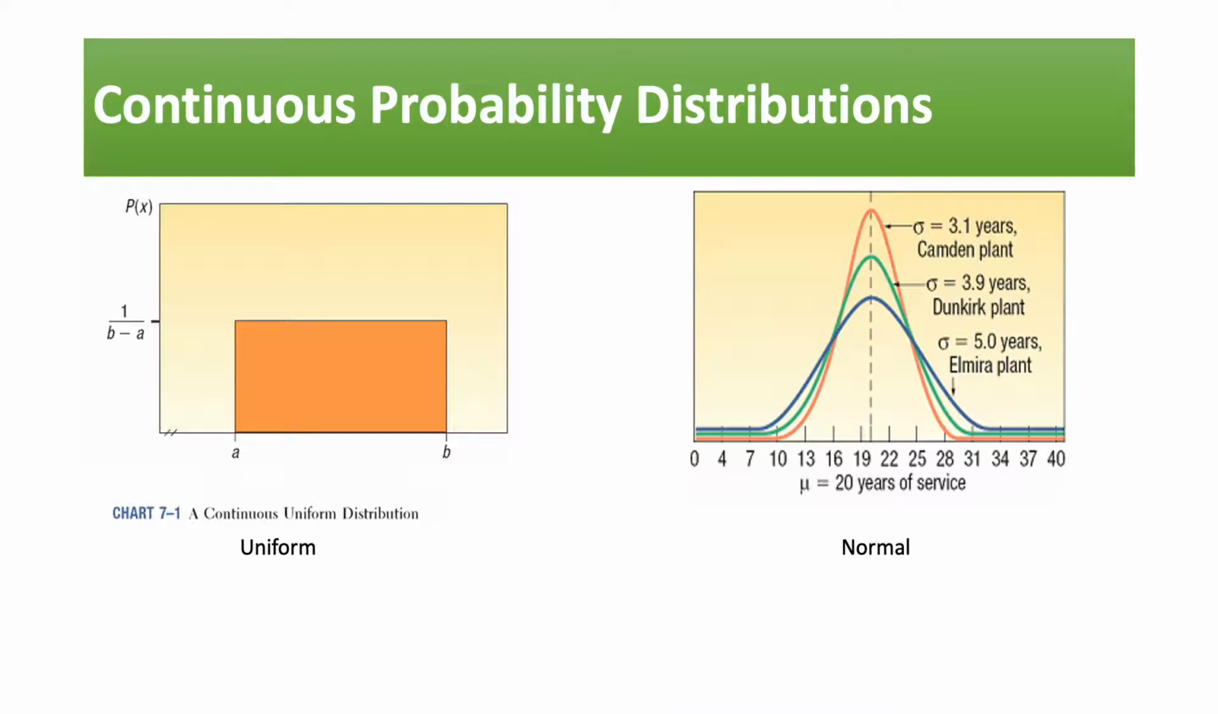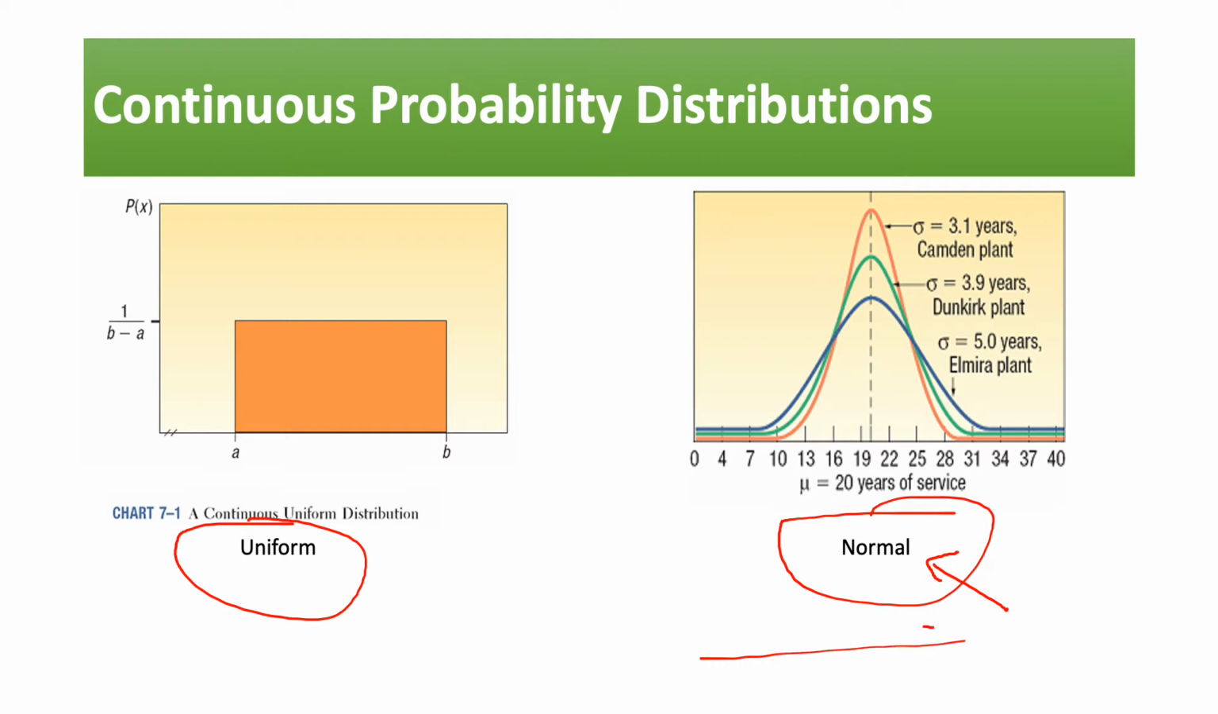So in this case, we're going to be looking at two types of continuous probability distribution. We're going to start with the uniform, then we're going to do the normal distribution. The normal distribution is where we're going to spend most of our time, as we'll start it in this chapter and then we will use it in pretty much every chapter to come. So let's start with the uniform distribution.